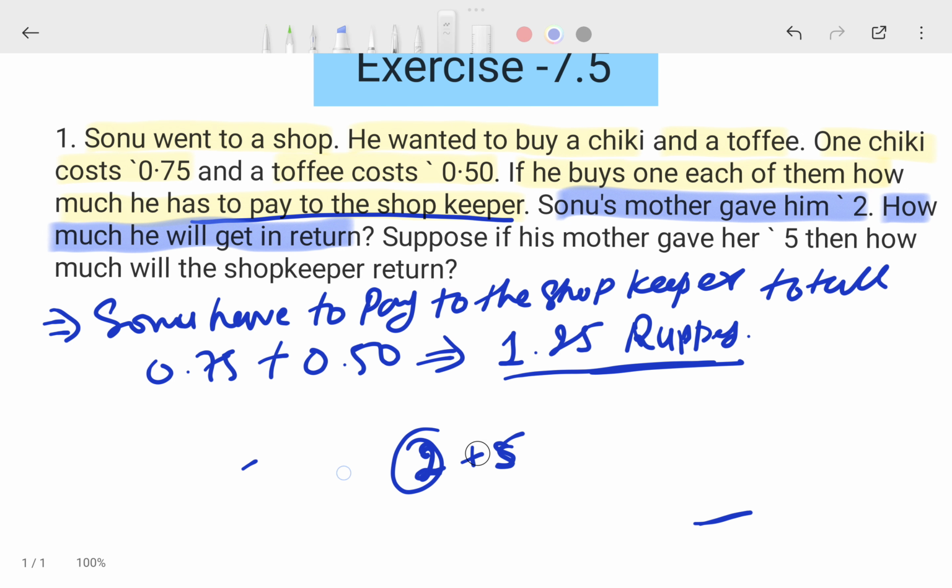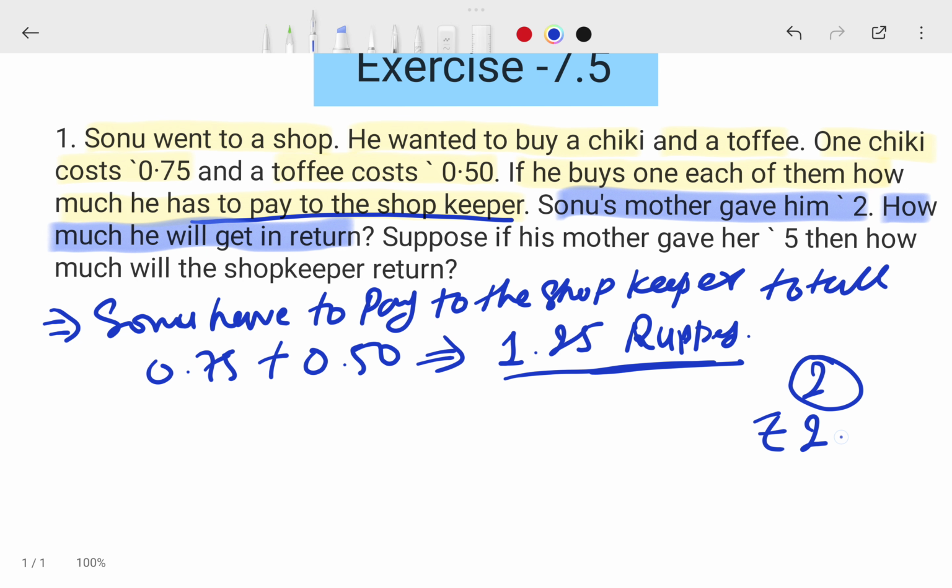So like that, here what will happen? Sonu's mother gave 2 rupees to Sonu. He is given 2 rupees. 2 rupees means 2.00. Like 1 rupee is 1.00. 5 rupees is 5.00. Okay? So generally, Sonu's mother gave how many rupees to Sonu? 2 rupees. So how much will Sonu return?